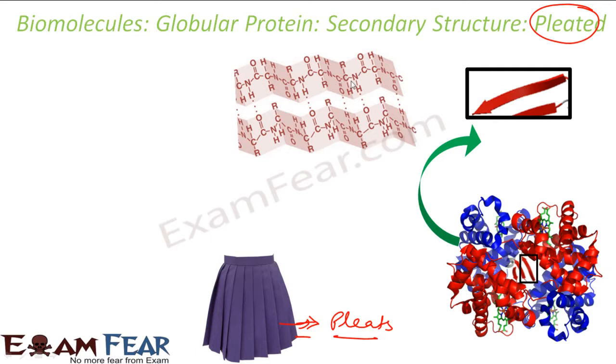Right? So, this pleat is similar to a skirt pleat. All the peptide chains are stretched out to the maximum extension and then laid side by side, and they are held together by hydrogen bonds. This is not that stable. The helix is more stable.